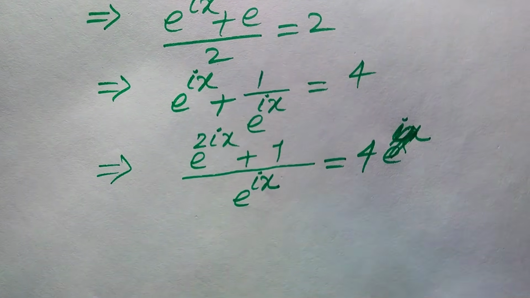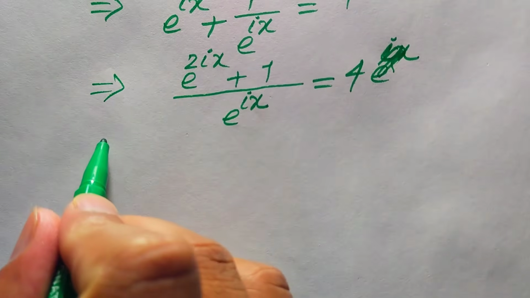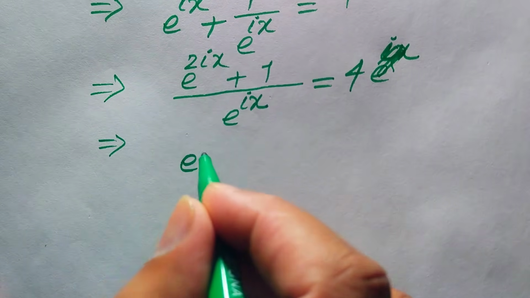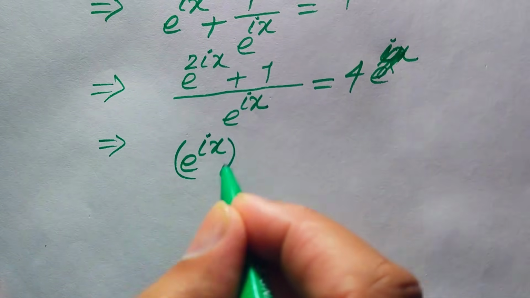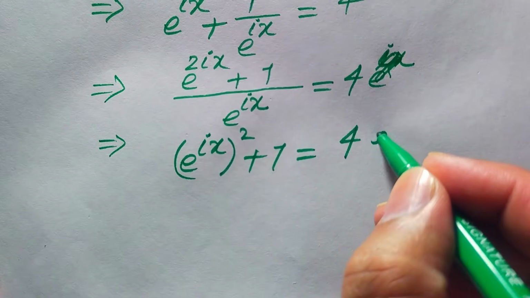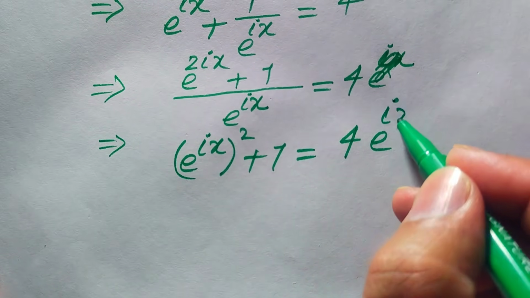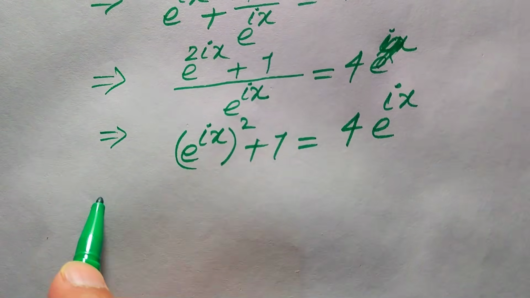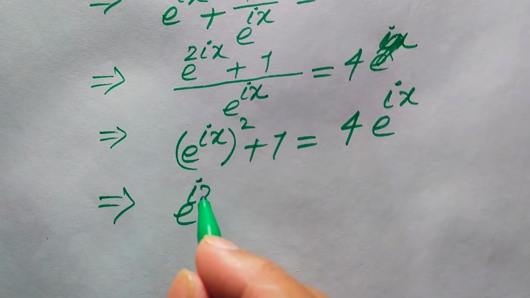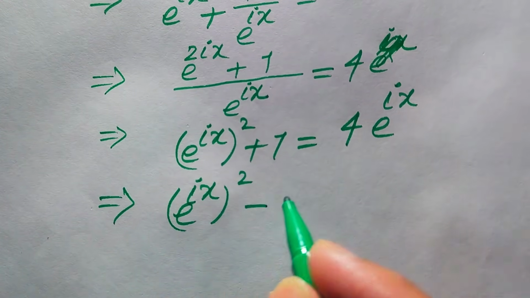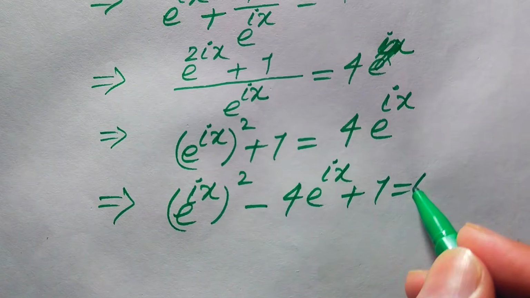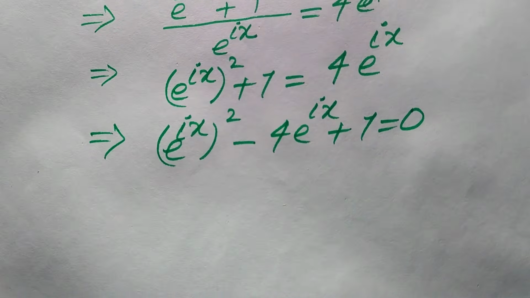When we move this value to the right hand side, we rewrite this equation. We write e to the power of 2 iota x as e to the power of iota x whole squared, plus 1 is equal to 4 times e to the power of iota x. And further we move the term from the right hand side to the left hand side, and it becomes e to the power of iota x whole squared minus 4 times e to the power of iota x plus 1, and this whole equation is equal to 0.